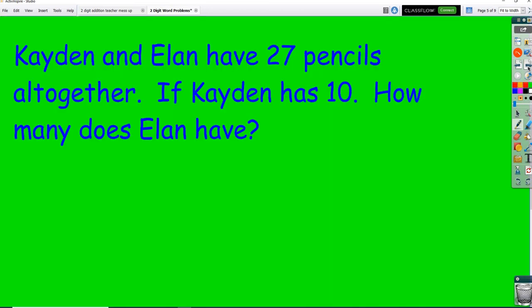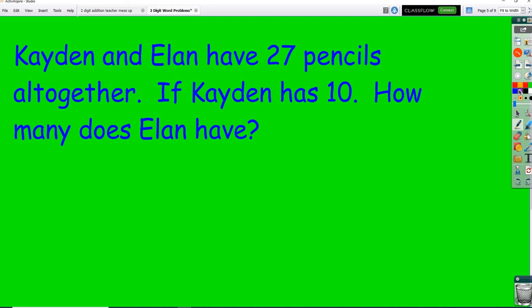Alright, so now we have a story about Kayden and Elan. Kayden and Elan have 27 pencils altogether. If Kayden has 10, how many does Elan have? This one's a little trickier, huh? Alright, so Kayden and Elan have 27 pencils altogether. If Kayden has 10, how many does Elan have?